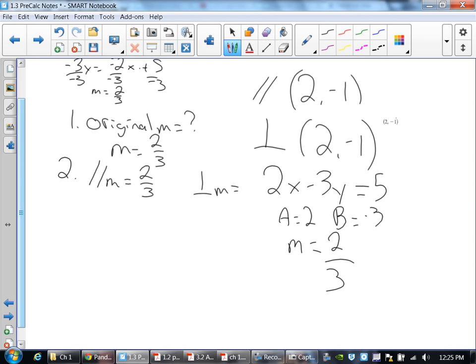Now, use that new slope with the given point in point-slope form. And that's it. y plus 1 is 2/3 times x minus 2. And then just resolve that for y. You're done. And there's the equation that's parallel.